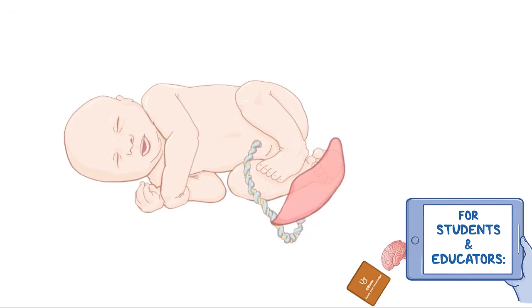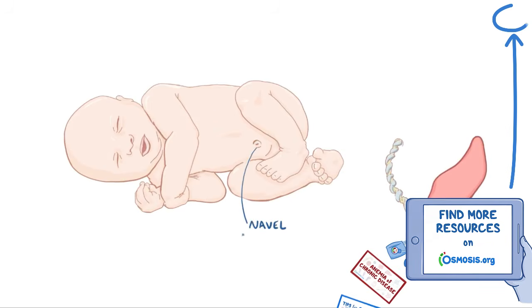When the baby's born, the umbilical cord's no longer needed, so it's cut off, leaving the navel, better known as the belly button.